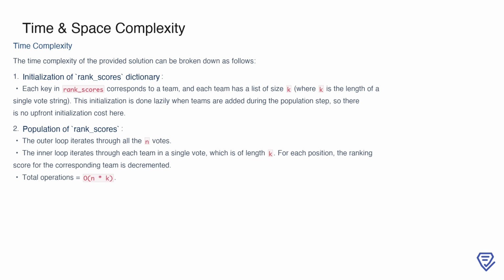Next, we have the population of the rank_scores dictionary, which involves two loops. The outer loop processes all n votes, while the inner loop iterates through each team in a single vote, which has a length of k. During this step, we decrement the ranking score for each team based on its position in the vote. The total number of operations here is proportional to O(n*k), as every vote and its positions are processed exactly once. This gives us a clear idea of the computational effort required for this step.